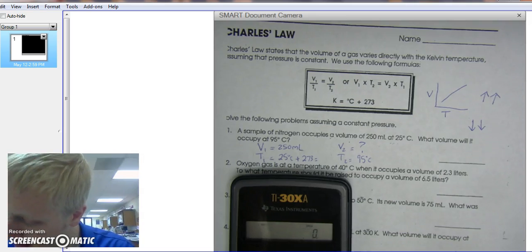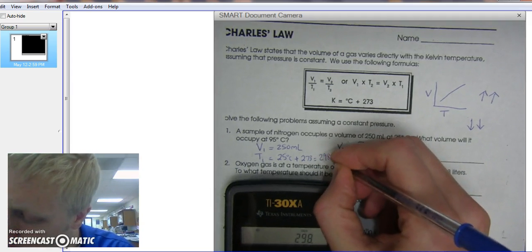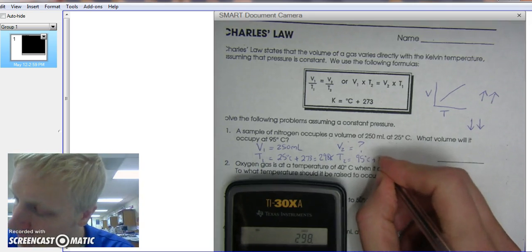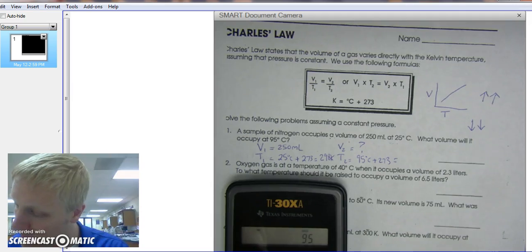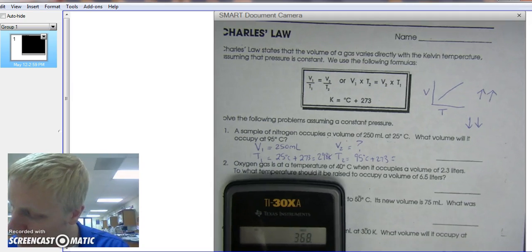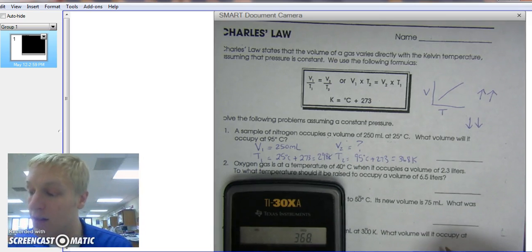Alright. 273 plus 25 equals 298. 298 Kelvin. And I'm going to add 273 to my 95 Celsius to get Kelvin. 5 plus 273, 368 Kelvin. Alright, now I can plug and chug.